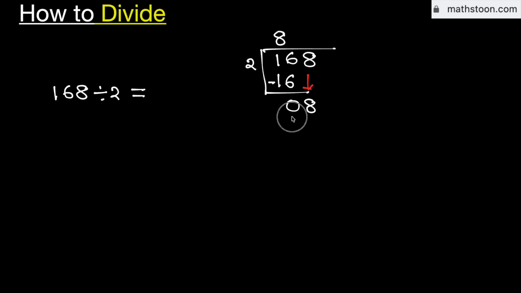Now look, this is the number 8. So we will remove this 0. And we know that 2 times 4 is equal to 8. Subtract, we get 0. Now look, we have no number to bring down here, and we have got the number 0. So we will stop. Therefore, 168 divided by 2 is equal to 84. And this is our final answer.